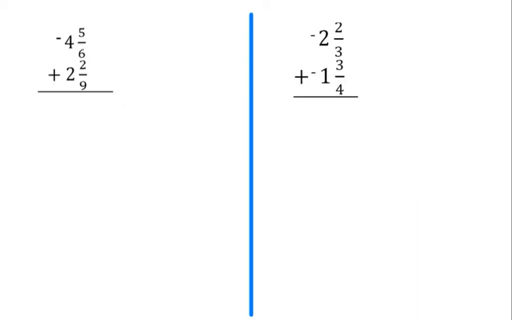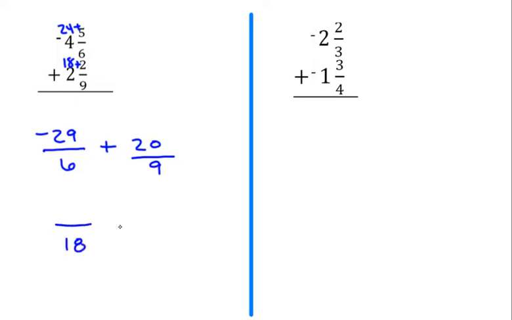All right, now we have some mixed numbers. Now with the mixed numbers, go ahead and first make them improper fractions. So 4 times 6 is 24. 24 plus 5 is 29. So we have -29 over 6 plus 2 times 9 is 18. 18 plus 2 is 20 over 9. So our common denominator here is going to be 18.